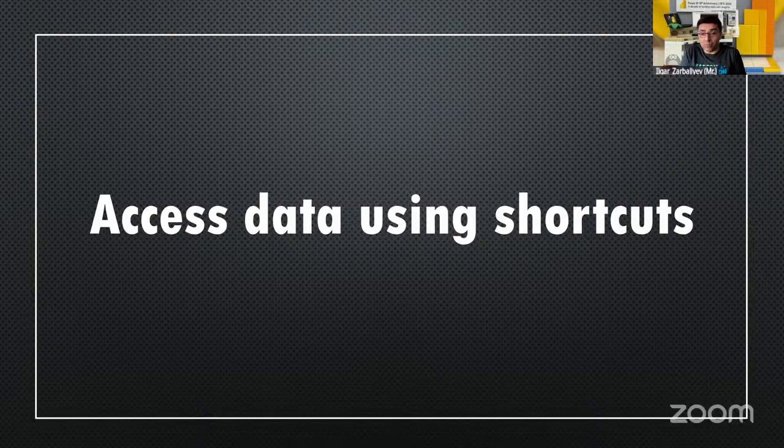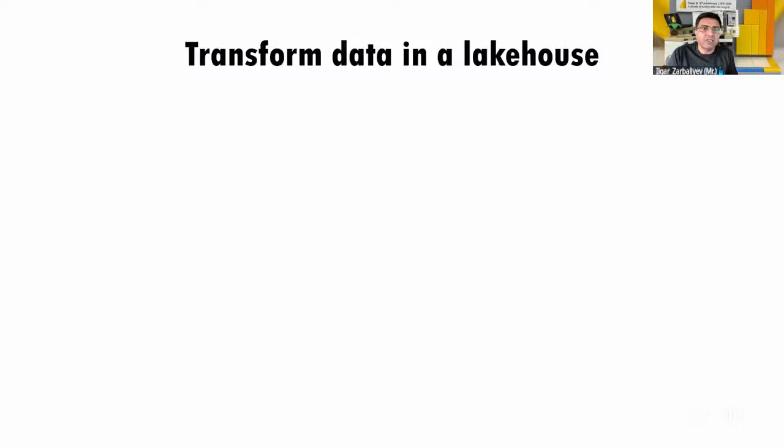OneLake handles permissions and uses your identity to authorize access, so you must already have rights to read the target data. You can also create schema shortcuts, which map an entire schema of delta tables from another lakehouse or ADLS Gen 2. All reference tables show up as local tables, making cross lakehouse integration seamless.